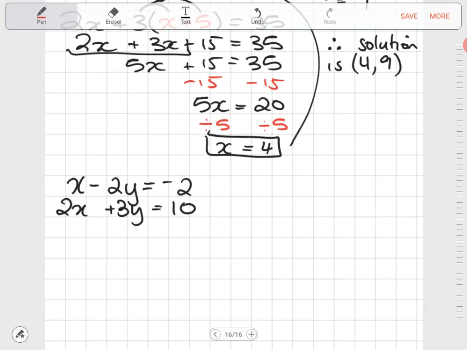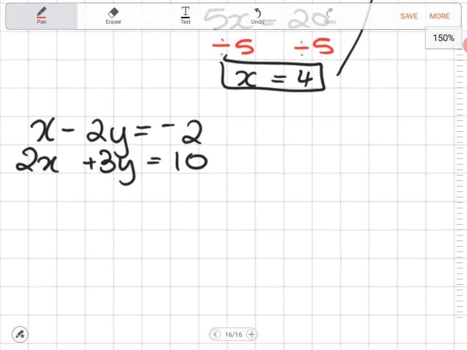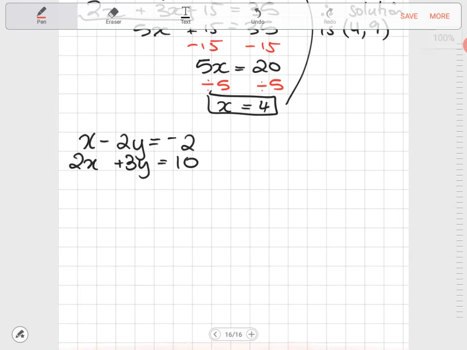So what we are going to do is we need to first decide what variable you are wanting to eliminate. Okay, so I have decided it's going to be easier for me to eliminate the x because all I have to do is multiply that equation by 2. So I am just going to write that next to it. So I'm going to multiply the whole thing by 2. So that means every element is going to get multiplied by 2. So rewriting that first equation, we are going to get 2x minus 4y is equal to negative 4.